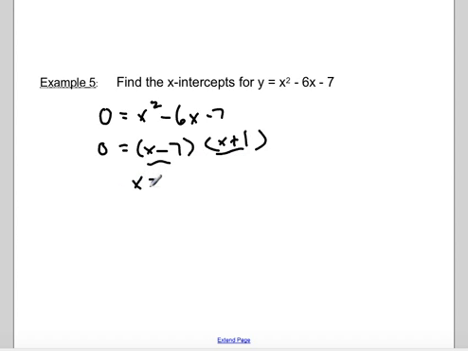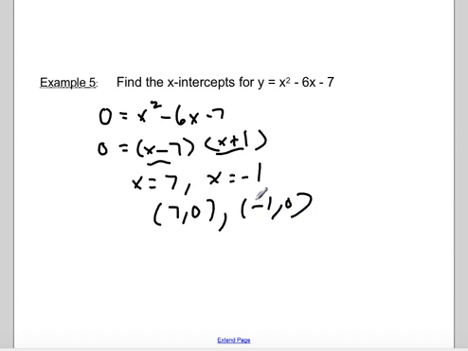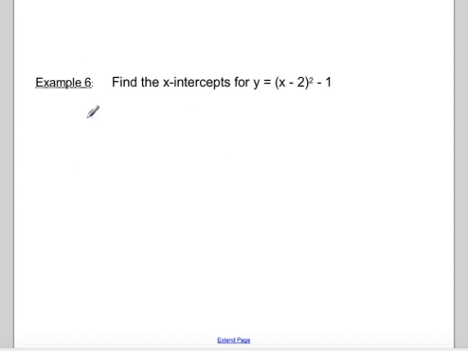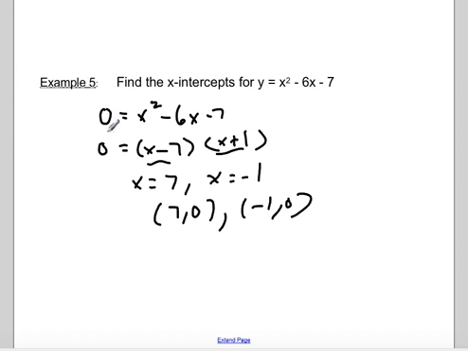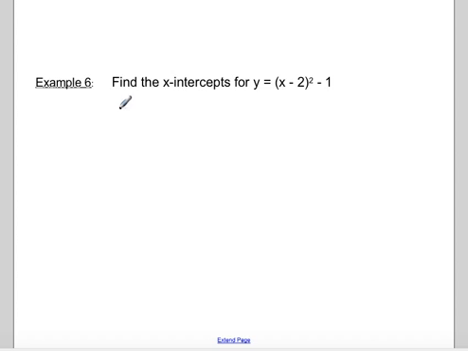So then how do you get 0 in each factor? You get 0 in the first one when x is 7. You get 0 in the second one when x is negative 1. So I can leave it like that, or if I want, I can write them as ordered pairs. But there they are. Now find these x-intercepts. Remember your x-intercepts: what happened when we did the last one? Your y value was equal to 0. So we could do the same thing.